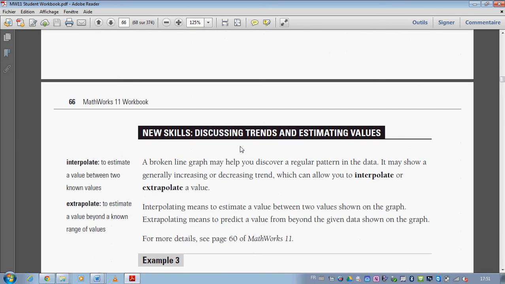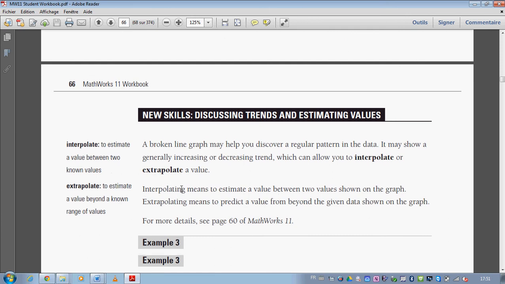We're moving on to interpolating and extrapolating. So interpolating is pretty much when you've got data on a graph or on a broken line graph, and you're trying to figure out a value that would fall on that graph, but a value that would be between two values on the graph.